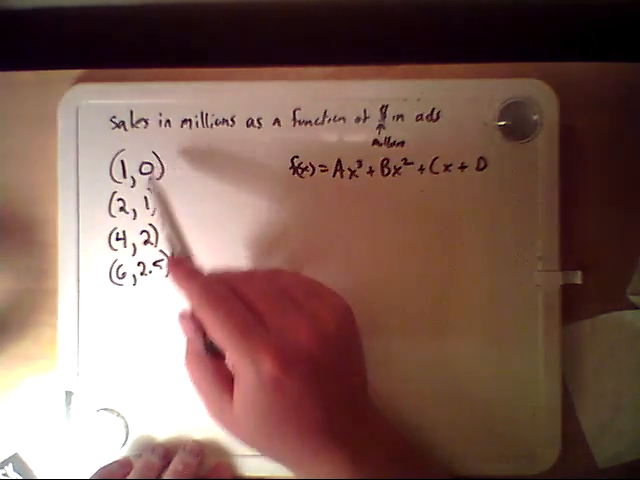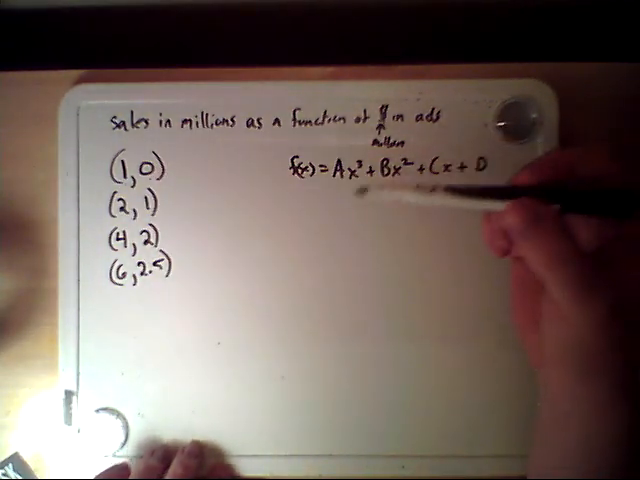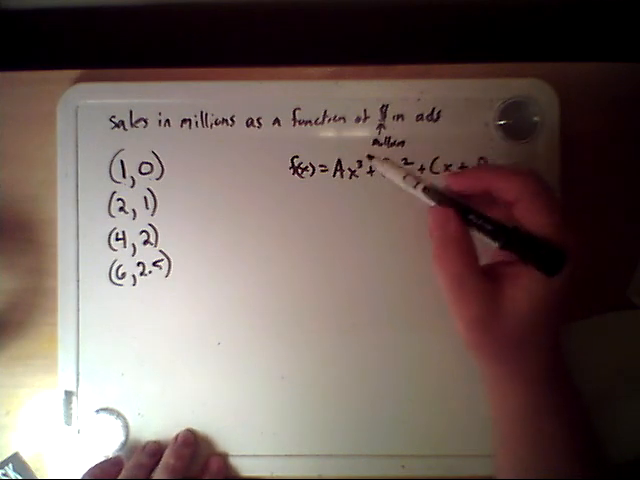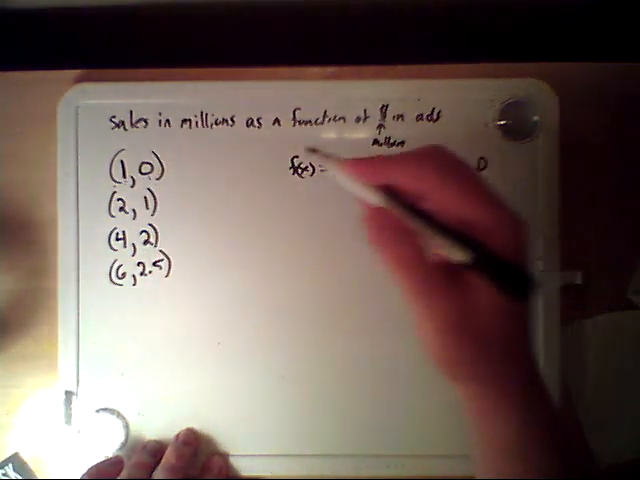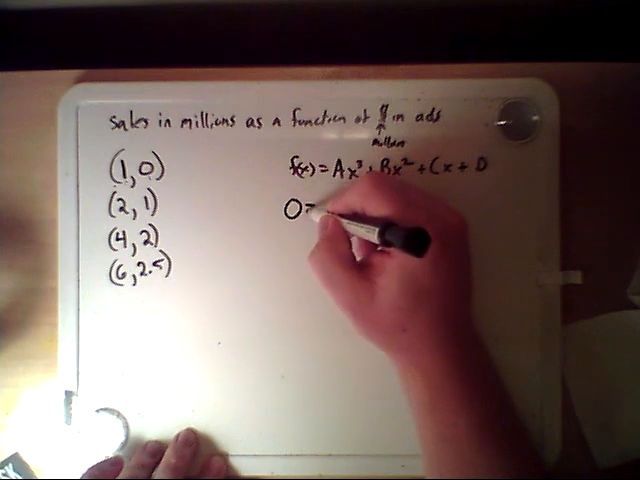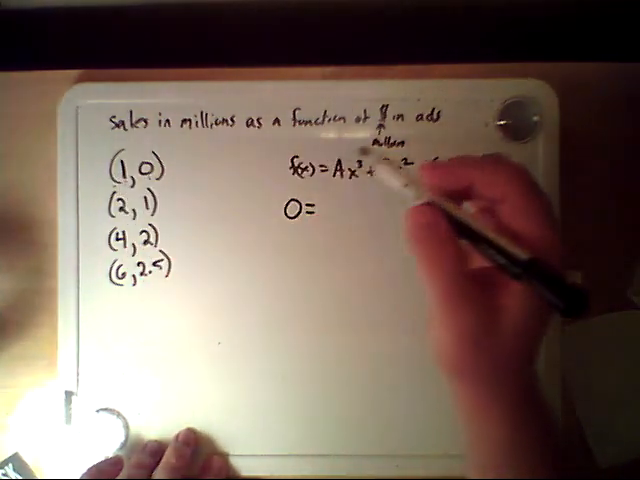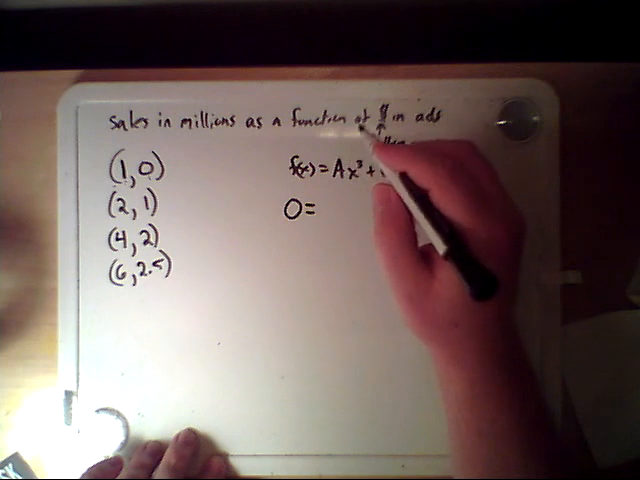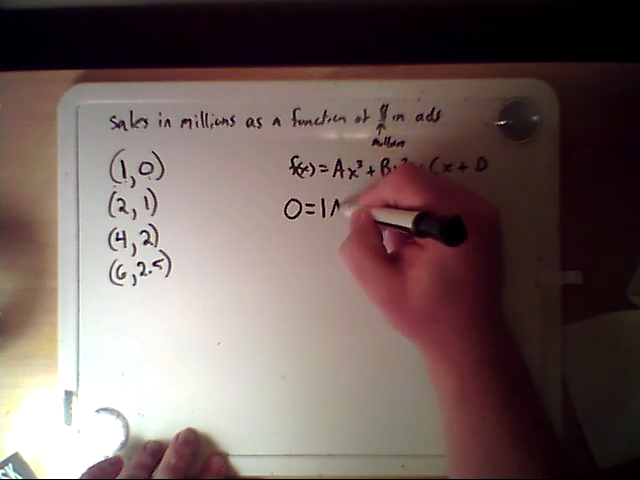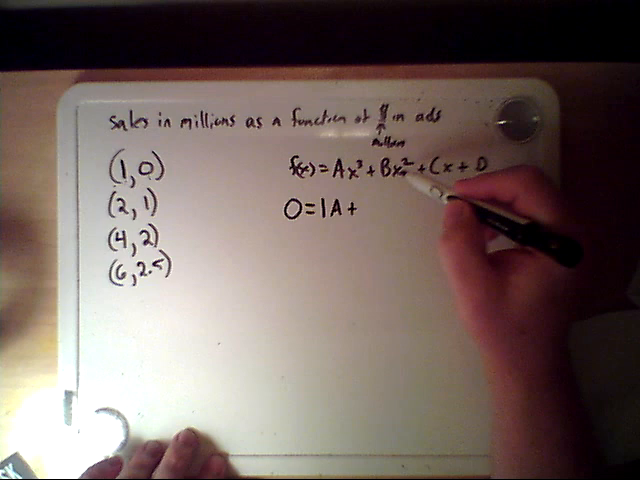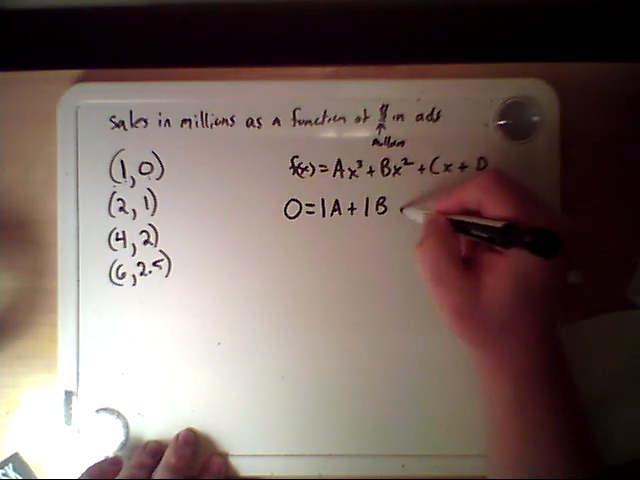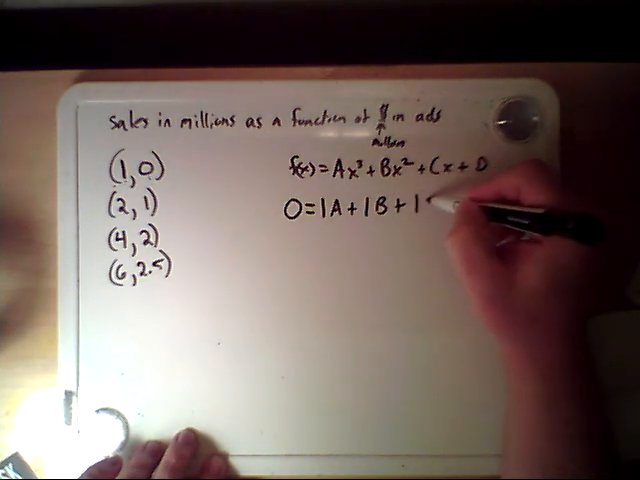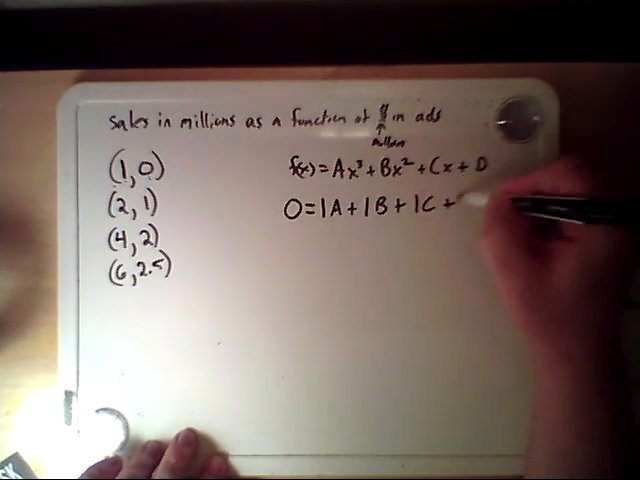So we're going to have 4 equations and 4 unknowns, and we're going to plug that into the matrix when we're done here. So for this first equation, we're going to replace all our x's with a 1, and our f of x is going to be replaced with a 0. So we get 0 resulting from $1 million in advertising. So it's going to be x to the third. 1 to the third is 1. So it'll be 1a plus 1 squared is 1, so it'll be 1 times b plus c times 1, or 1 times c, plus, and then the d just comes down.